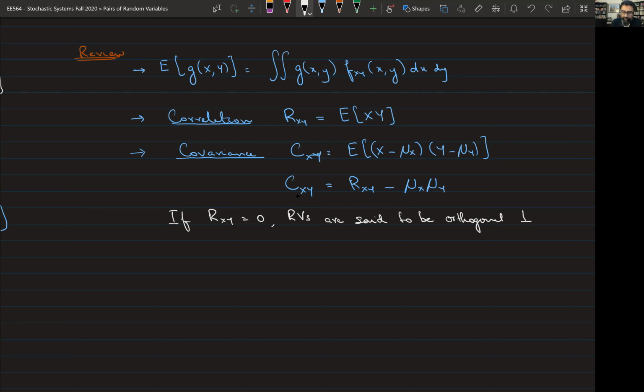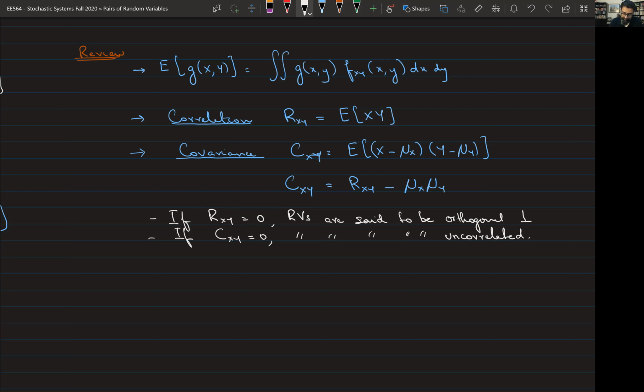This is often a sign that we use. And if the covariance is 0, then the random variables are said to be uncorrelated. So there's a difference. These are the standard definitions.